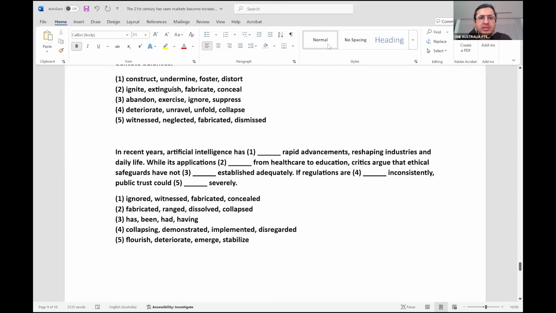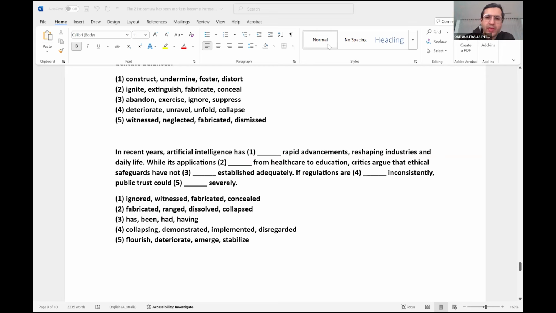Okay, guys, let's check the answers now. In recent years, artificial intelligence has witnessed rapid advancements. Generally, when it says something about history, and recent years also means history, we use witnessed. While its applications ranged from healthcare to education, "from" is the hint. Ranged from point A to point B, correct.